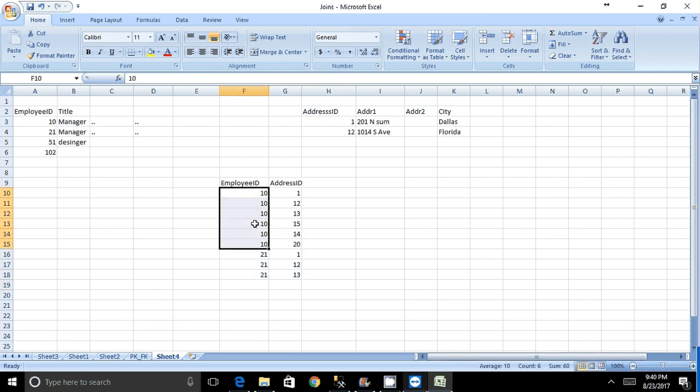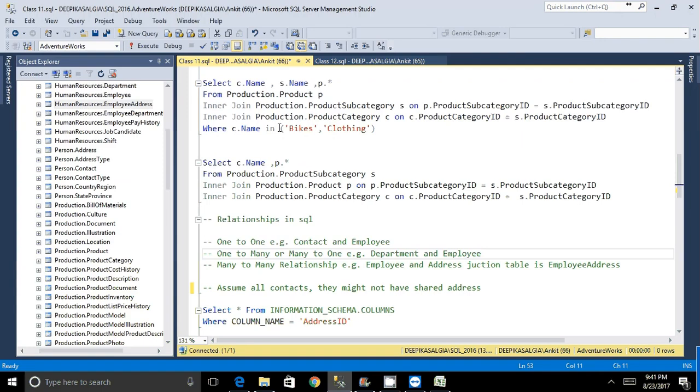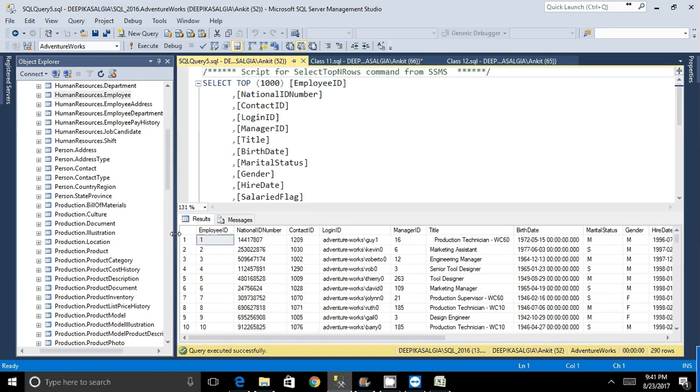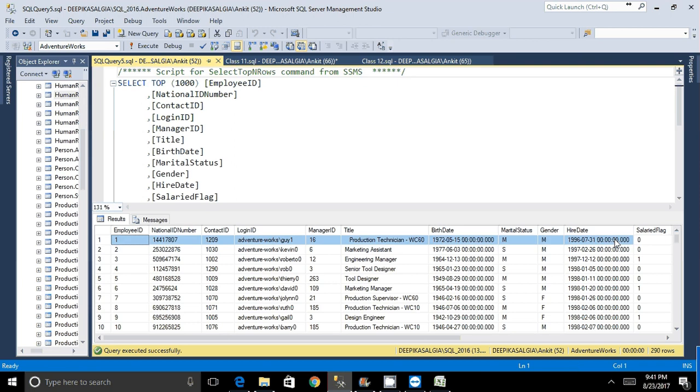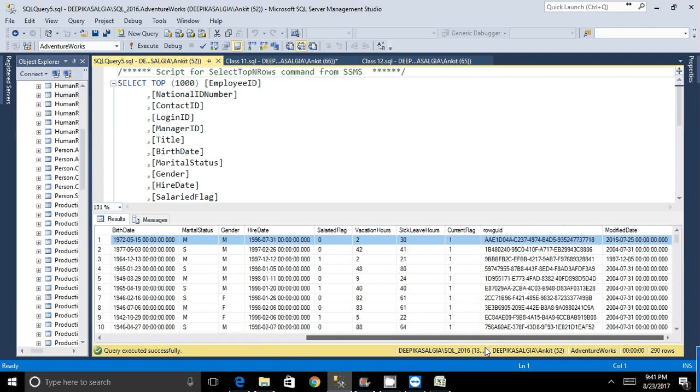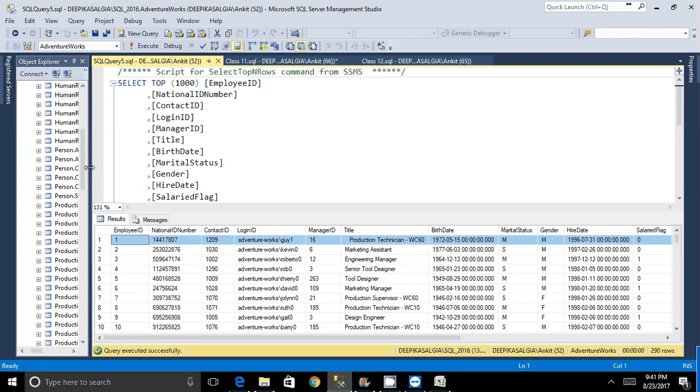See in here, instead of repeating employee ID 10 multiple times with all the columns, you are repeating only one column, that is employee ID. You are not repeating all the columns that are in the employee table. You just repeat employee ID and say these are all the addresses for employee ID 21. So you don't have to put employee ID 21 with all their information multiple times. Think about what information is in the employee table. In human resources.employee, if employee ID 1 has multiple addresses, you would be repeating all this information for the employee multiple times, right? These many columns. That's why you put the address ID in a separate table.